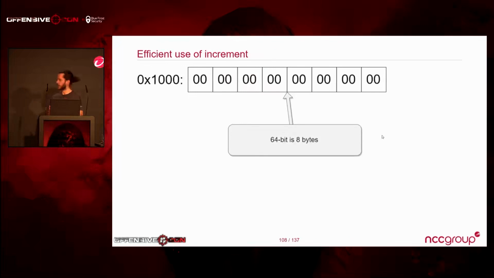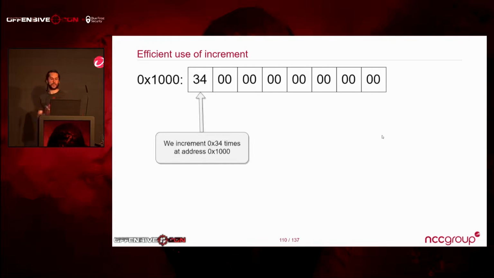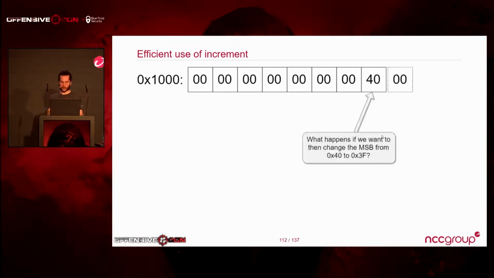The idea is, just as an example, you have an address 1000 hex, you have 8 bytes. It is your 64-bit value you want to overwrite. It's initially 0. You want to make it 1234 hex, but you don't want to do 1234 hex increments. So what you do is you just increment it 34 times at address 1000, and then you increment it 12 times at address 1001, and then you've just reduced the amount of time. And so on.